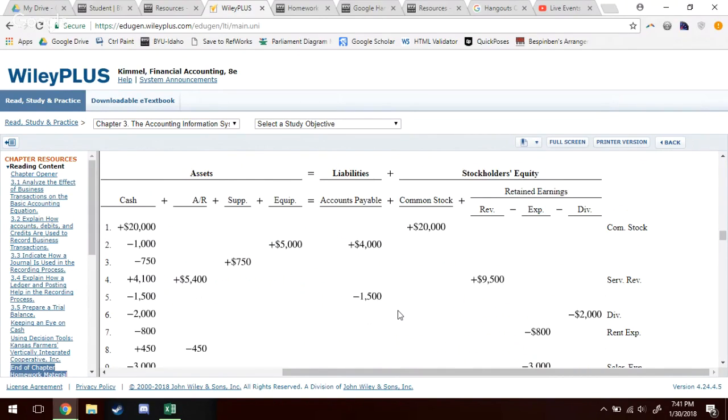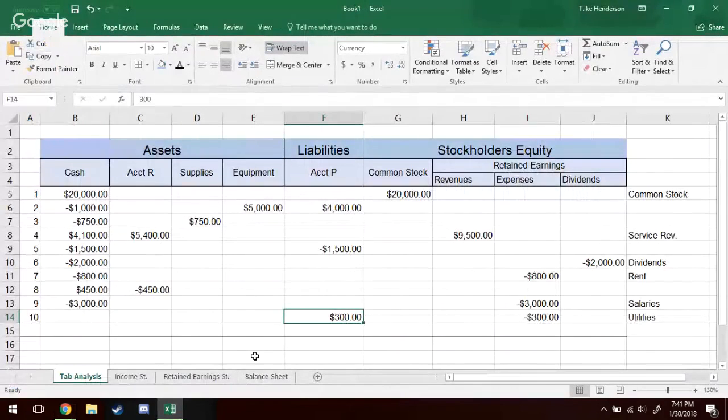For all intents and purposes, we'll actually be in Excel for the remainder of this. This tabular analysis, I've actually copied over here into Excel. Let's get started. First, all we need to do is tally up each of these accounts. Starting with cash, if you take your calculator, you're welcome to follow along. We're going to take the first transaction, which is $20,000. We got that from common stock, by the way, by issuing $20,000 of common stock.